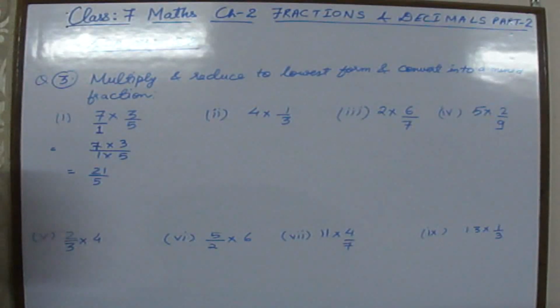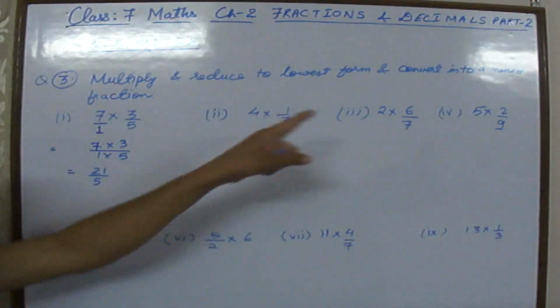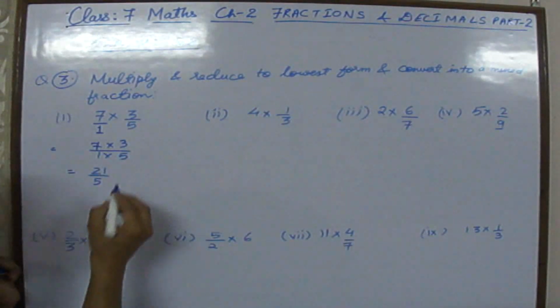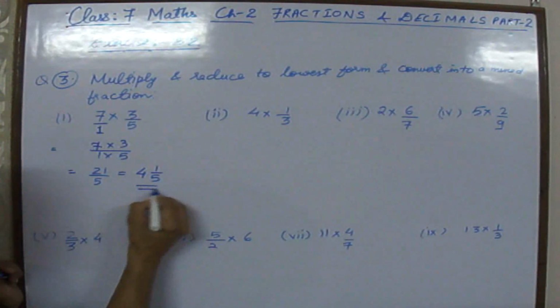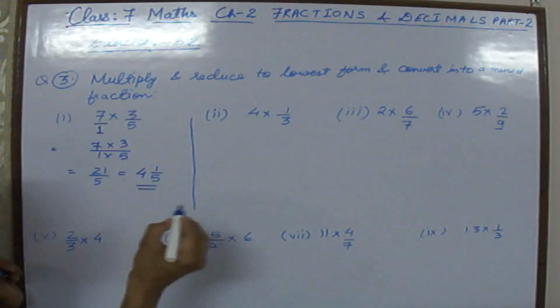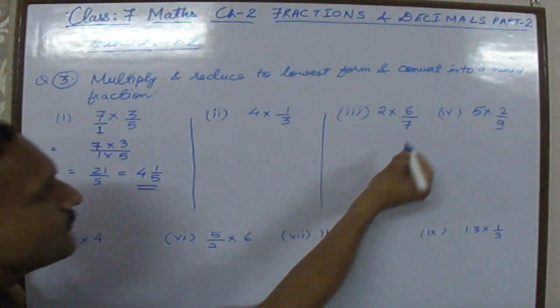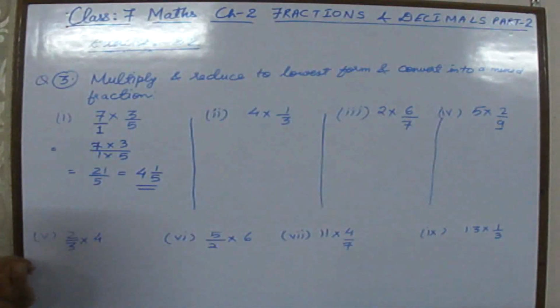And if it is an improper fraction, we can convert it into a mixed fraction. So let's convert to mixed fraction. 5 4s are 20, 4 1 by 5. First one. Similarly we can do all second, third, fourth, fifth, sixth, 7, 8, 9.